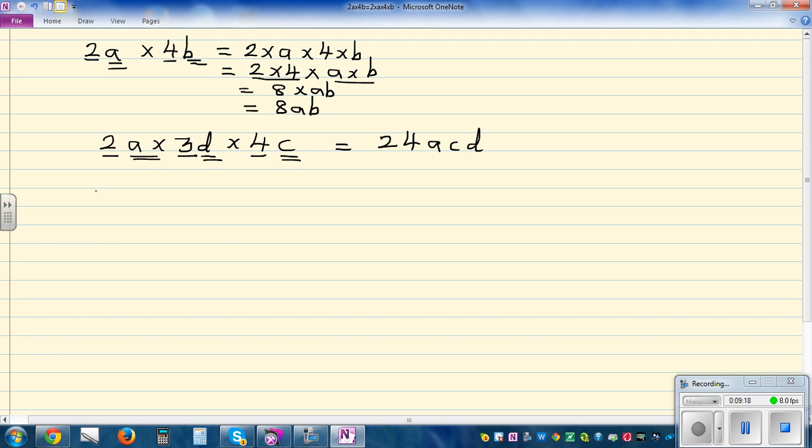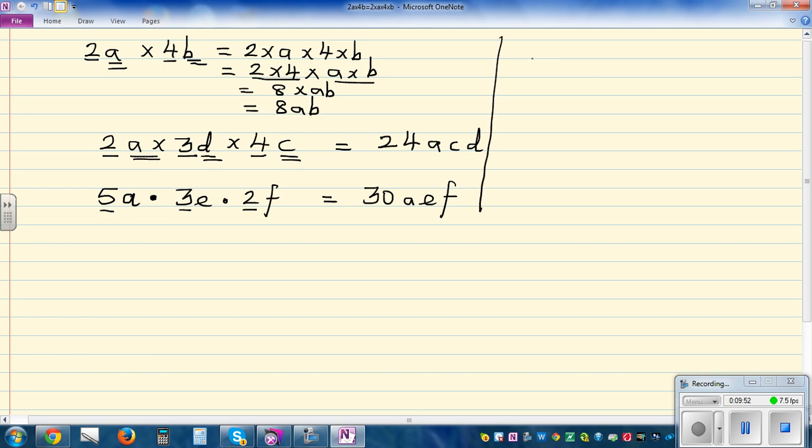In algebra, they also use a dot for multiplication. So you can have an example like this: 5a times 3e times 2f. Dot means times in algebra. So multiply the numbers. 5 times 3 is 15, 15 times 2 is 30, a, e, f. That's all.